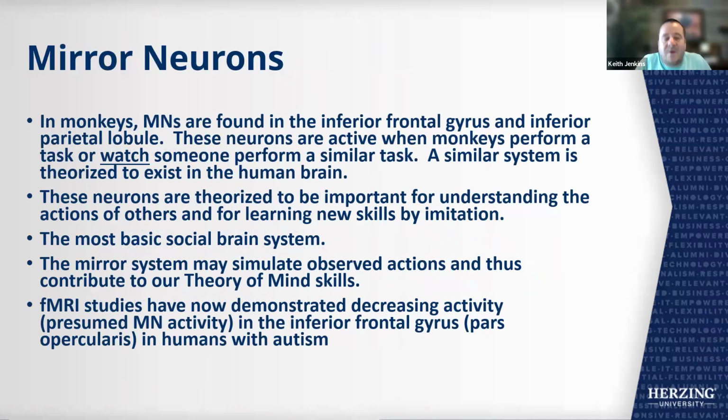Mirror neurons. This is probably something you have not heard of, and honestly, you probably never will again. But I included this because mirror neurons are thought to be important for understanding the actions of others and learning new skills by the process of imitation. It's a very basic social system of the brain. MRI studies have demonstrated decreased activity in parts of the inferior frontal gyrus, which is where these mirror neurons are located, thus potentially linking this to autism.